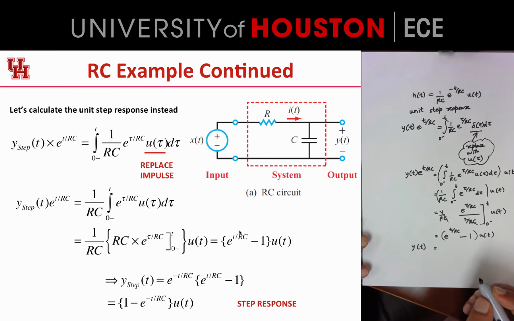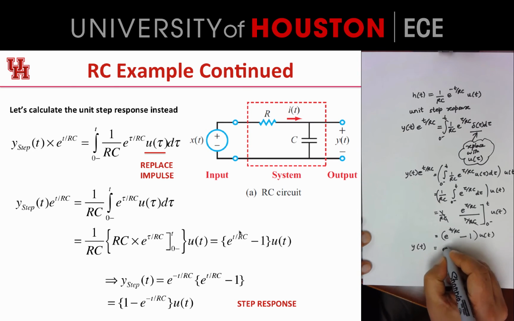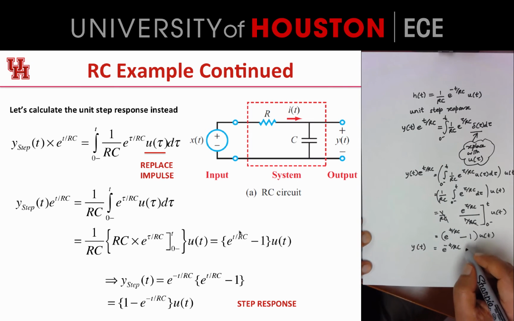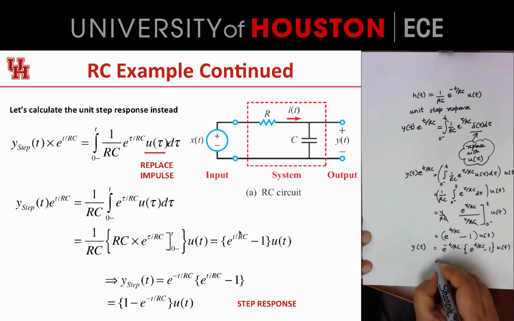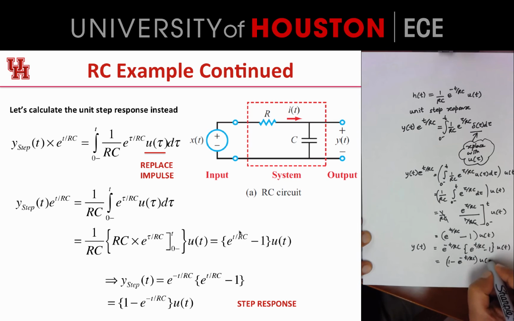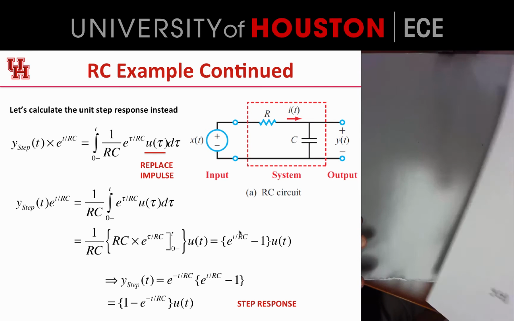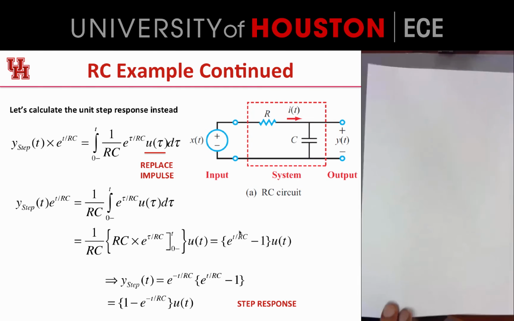Okay. So y of t is e to the minus t over RC. I'm basically taking this term to the other side, times e to the t over RC minus 1 u of t, which is basically 1 minus e to the minus t over RC times u of t. So this is the step response of the same circuit. So it might be fun to just plot these functions.